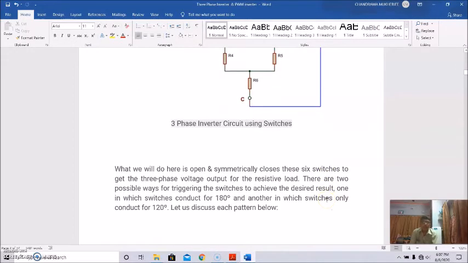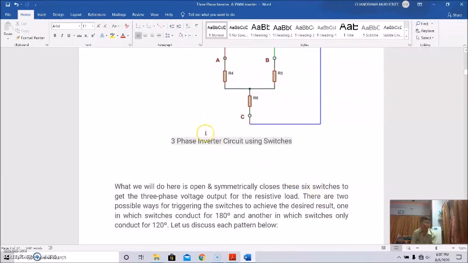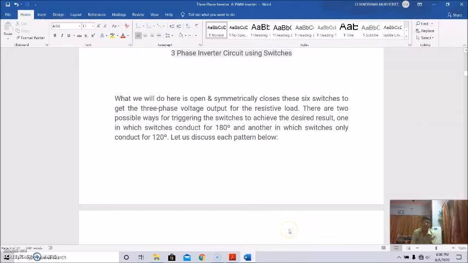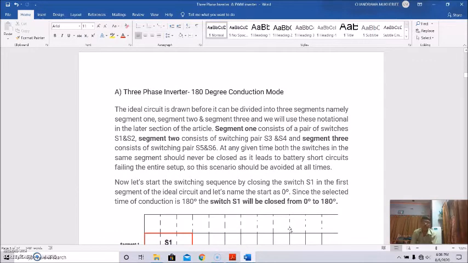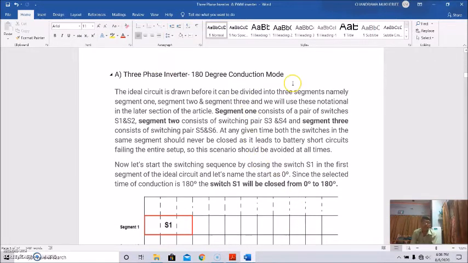What we will do here is open and close these 6 switches in sequence to get the three-phase voltage output for the resistive load. There are 2 possible ways of triggering the switches to achieve the desired result: one in which switches conduct for 180 degrees, and another in which switches conduct for 120 degrees. Let us discuss each pattern below. First of all, the three-phase inverter 180 degree conduction mode.